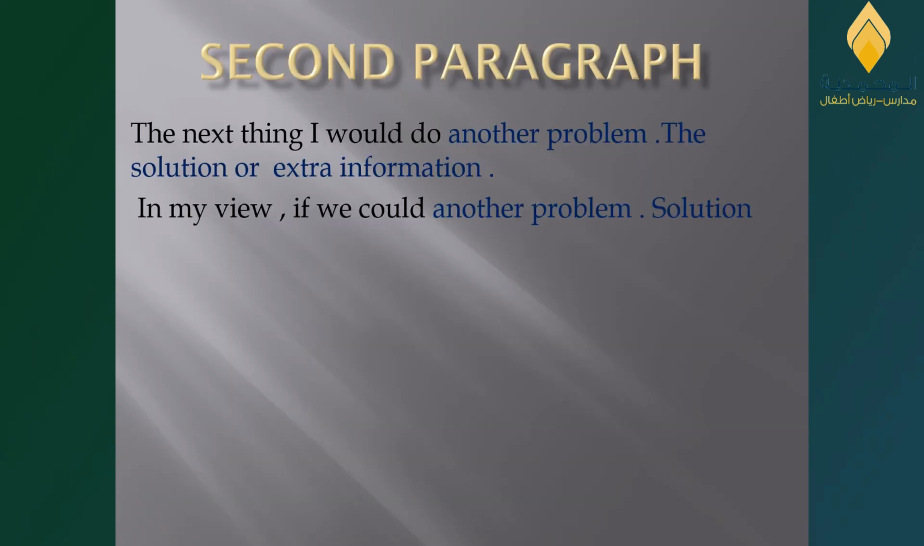How to write the second paragraph. Start with the next thing I would do. So use this sentence to start your second paragraph. After that, mention the other problem that you want to talk about and give us another solution or some extra information about that problem. Within the same paragraph, you can mention another problem, talk about it, and give us a possible solution for that problem. This is how you will construct the second paragraph.